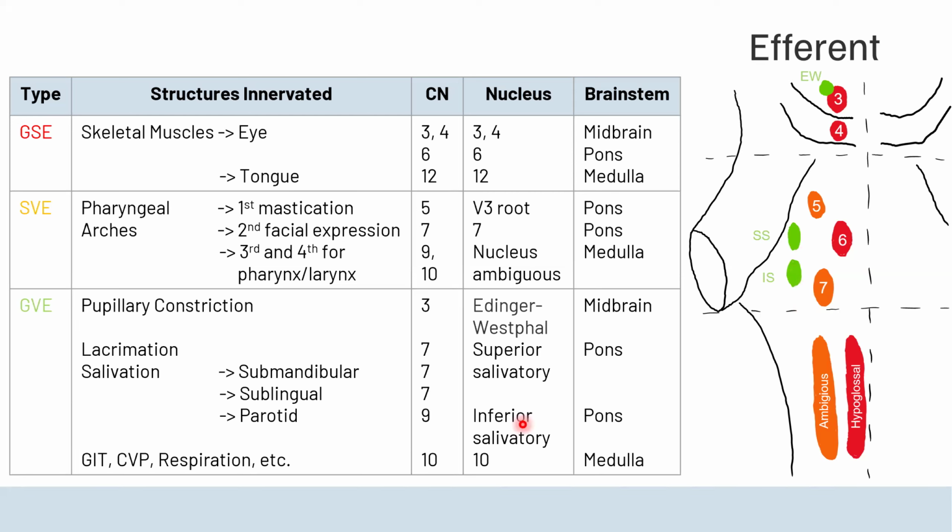Now, this inferior salivatory nucleus is going to give us the parasympathetic supply through the glossopharyngeal nerve. It's going to go to the otic ganglion, and then this otic ganglion will innervate the parotid gland. Is that clear? Are those three nuclei clear for you guys? Because I know they can get very confusing.